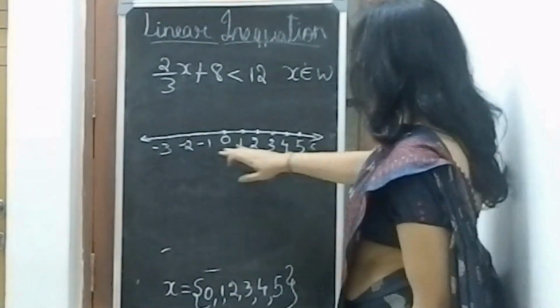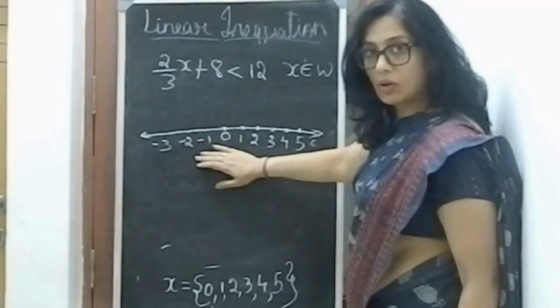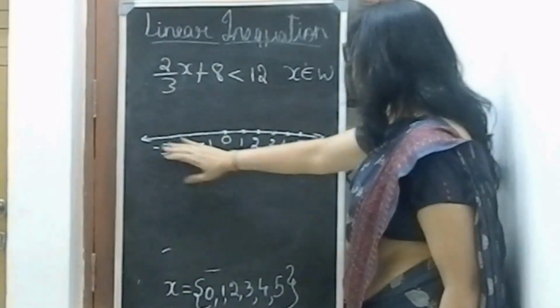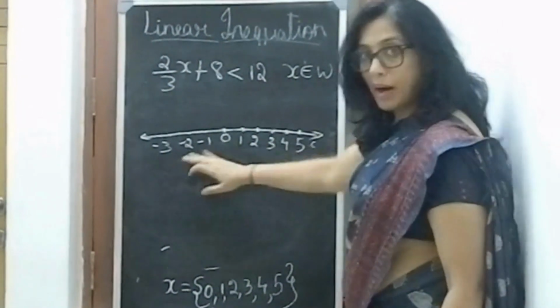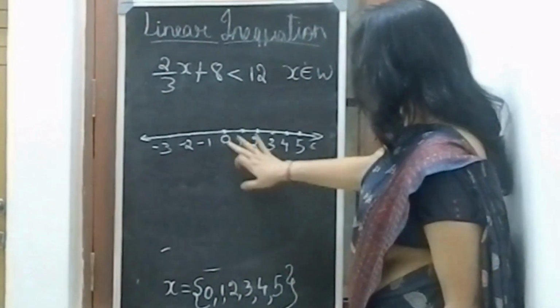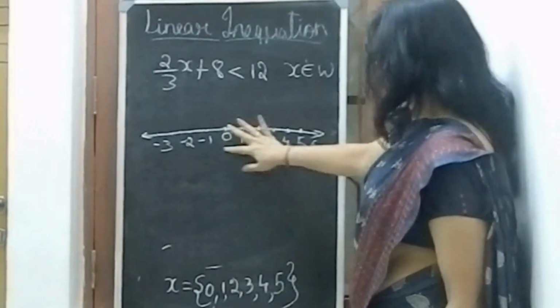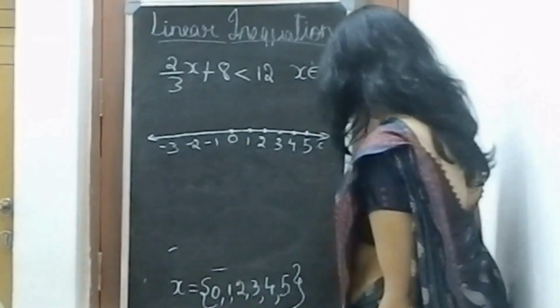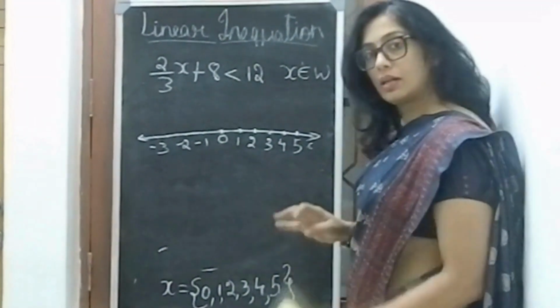Okay guys, the solution set has to be shown on the graph book. You have to draw a number line, mark the numbers, and then whatever is the solution set answer, just darken those numbers. Okay? Fine.